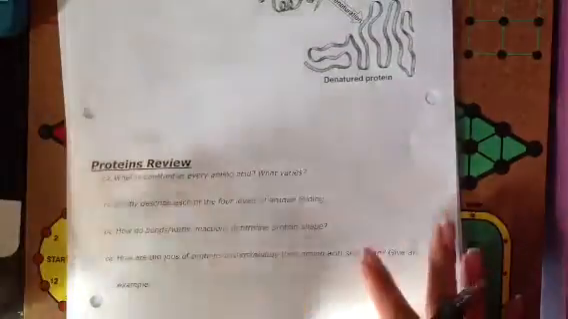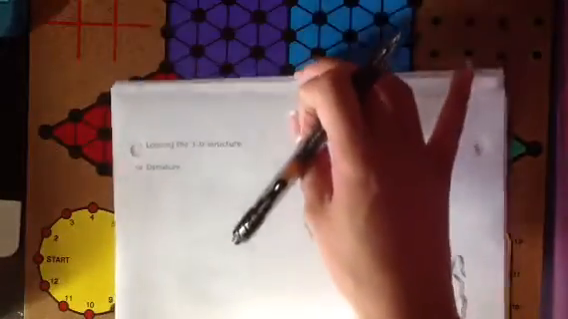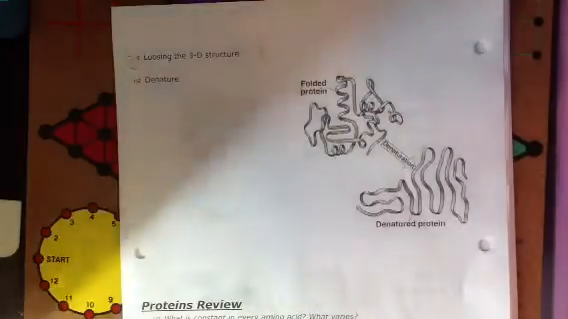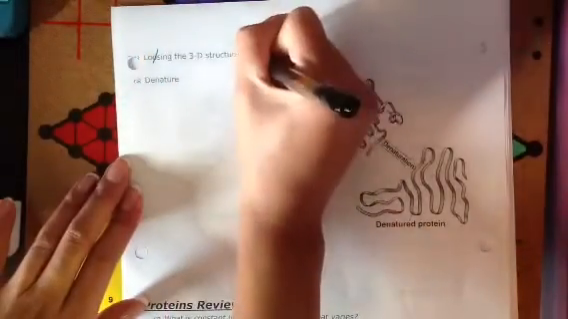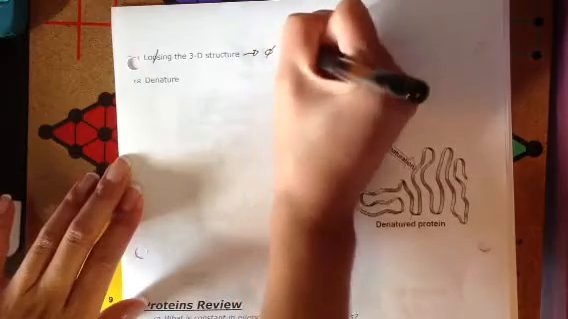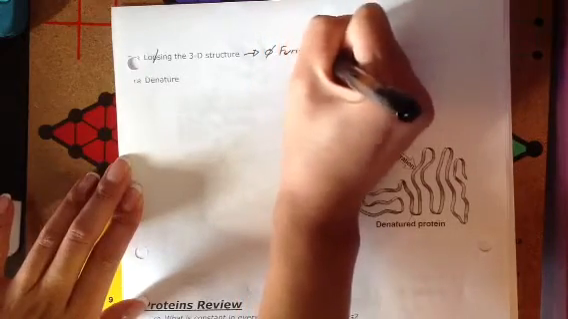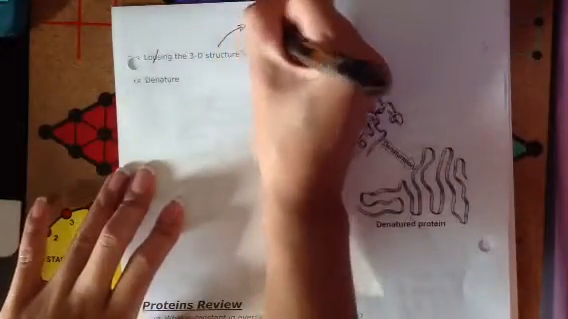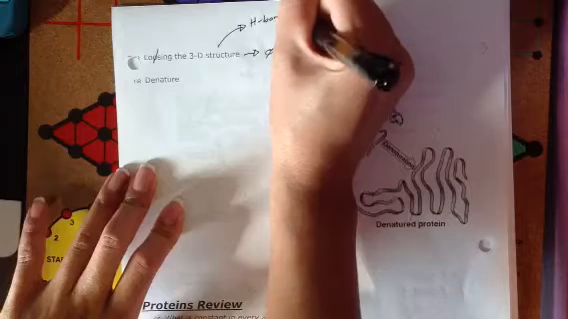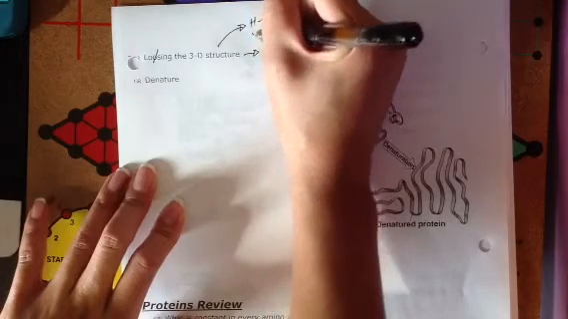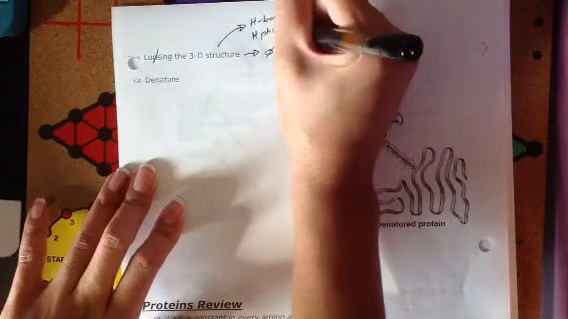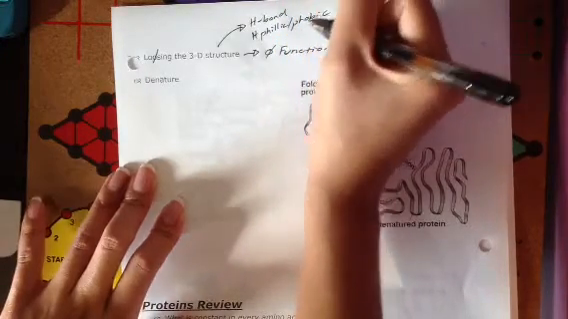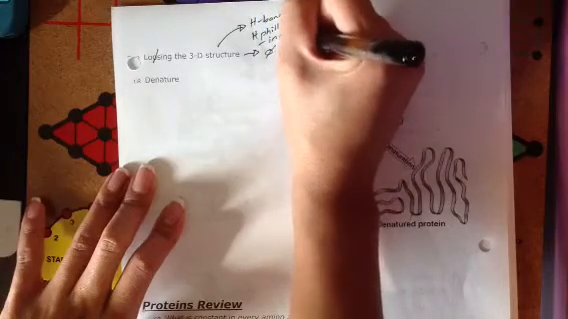But sometimes that shape can be lost, and when that shape is lost, that's called being denatured. So if you lose your shape, and lose is spelt wrong, if you lose your shape, you can no longer function. Now remember that our 3D structure is determined by our hydrogen bonds, being hydrophilic or phobic, and just general interactions.